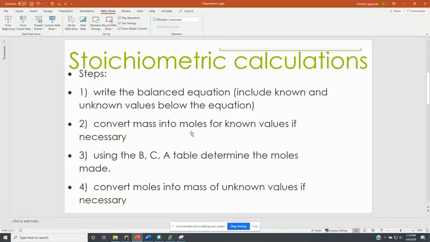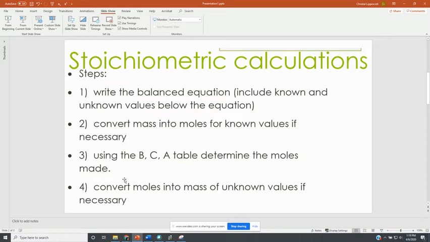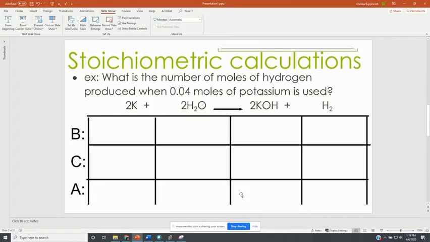Once we have it into moles, then we can put it into that BCA table that I just showed you a few minutes ago. BCA stands for before, change, after. And then if they want our answer to be in mass, then we have to take those moles out of that after section and convert that back into mass by multiplying by the molar mass off the periodic table.